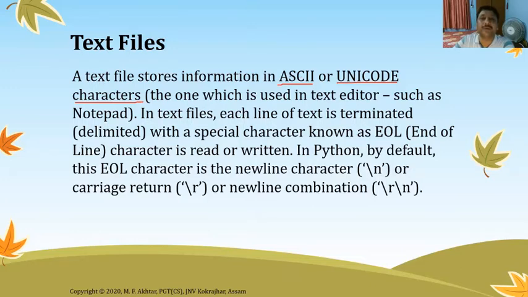The full form of ASCII is American Standard Code for Information Interchange, and the full form of Unicode is Universal Coding System. These two coding systems are used to represent text, and these codes are used in almost every computer. This is the one which is used with a text editor, such as Notepad.